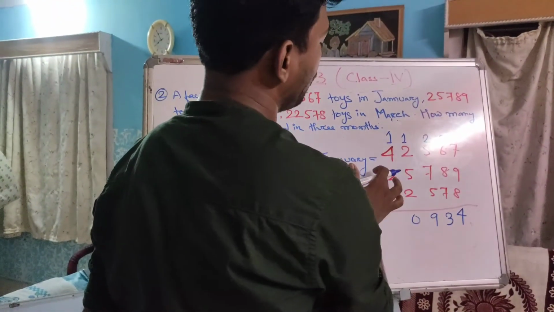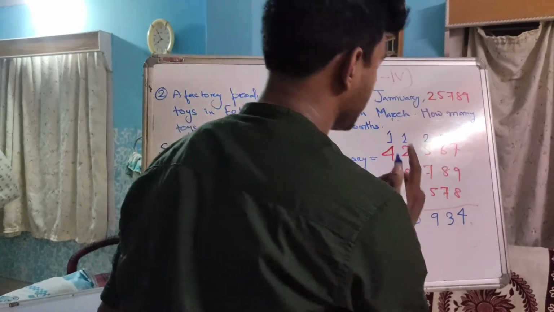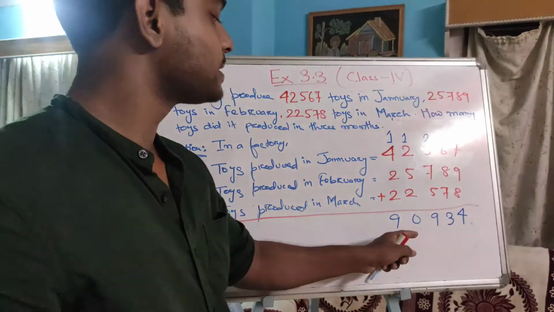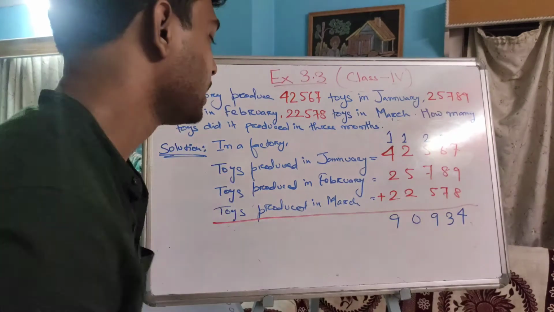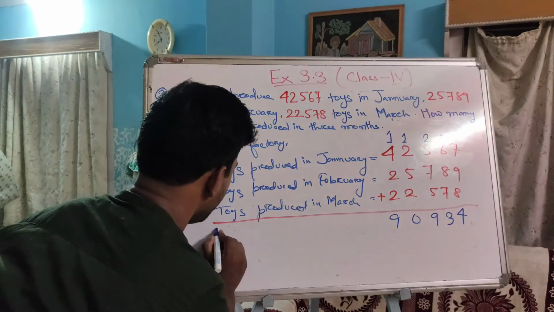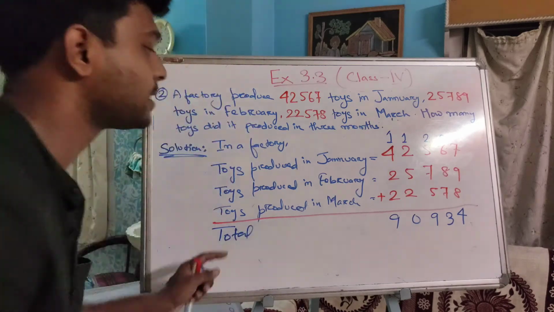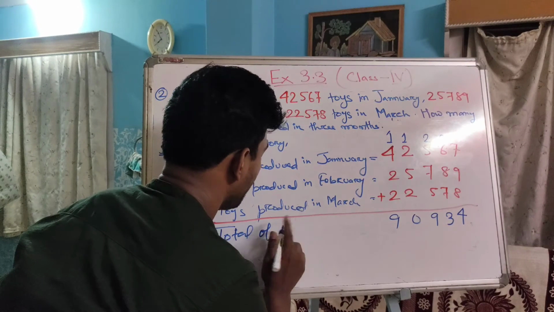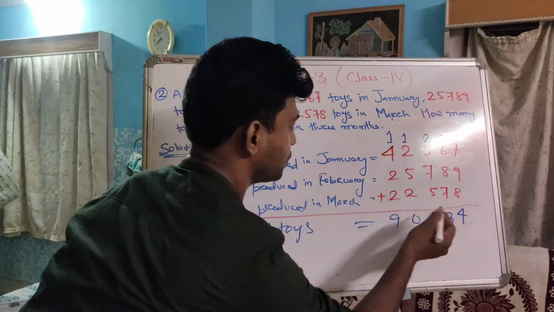Now 1 plus 4 is 5, 5 plus 2 is 7, and 7 plus 2 is 9. And we are done with our addition. So this is the total number of toys produced in these 3 months. Since this is the total, we can write total against this answer. And this is the total of what? This is the total of toys.